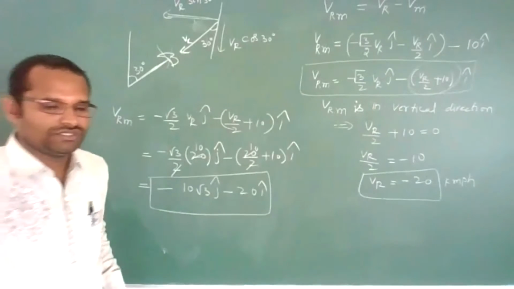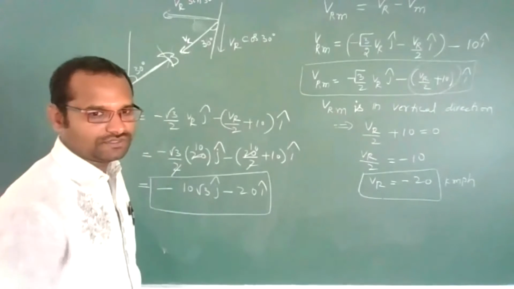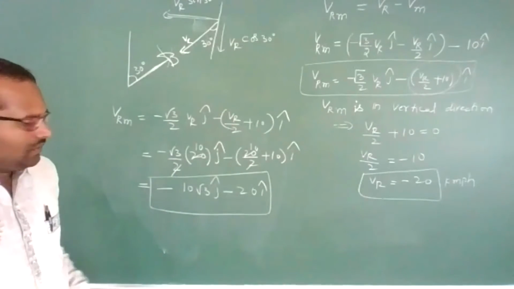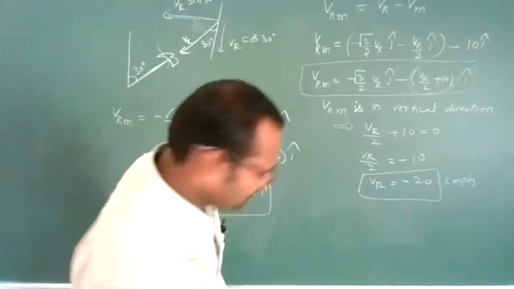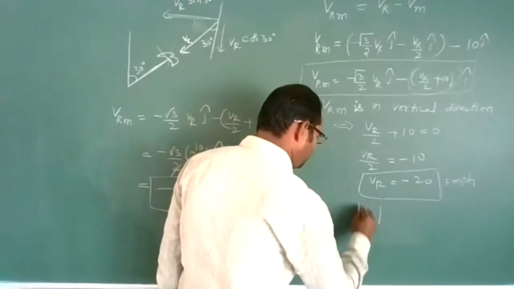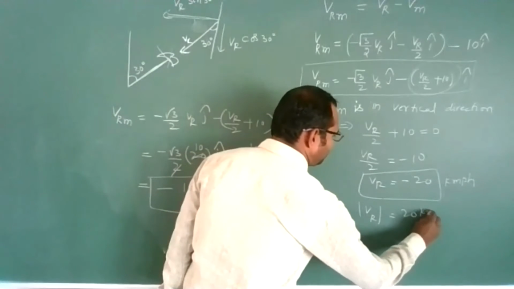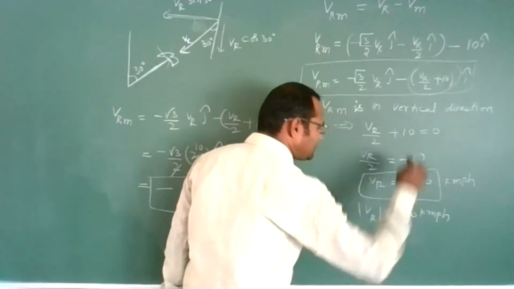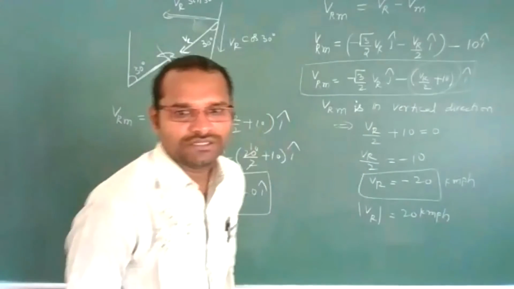How many understood this one? How many of you understand this one? First, I calculated velocity of rain. Velocity of rain is 20 km/h. Minus indicates downward direction. That is the meaning. Okay.